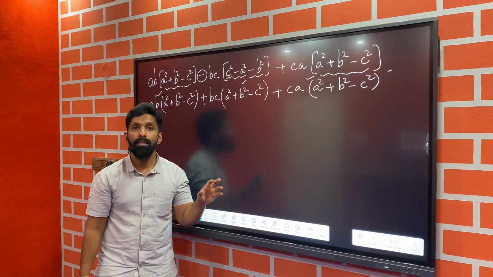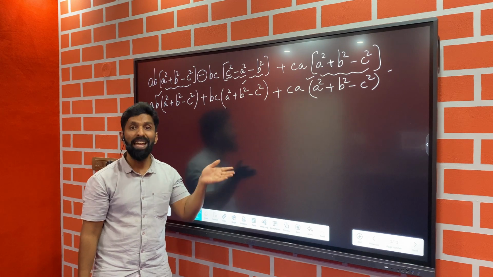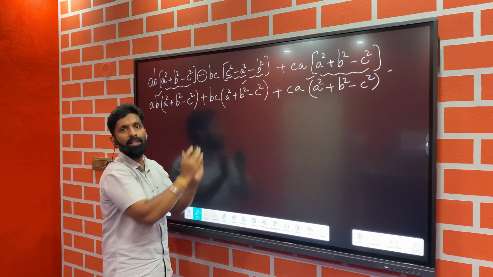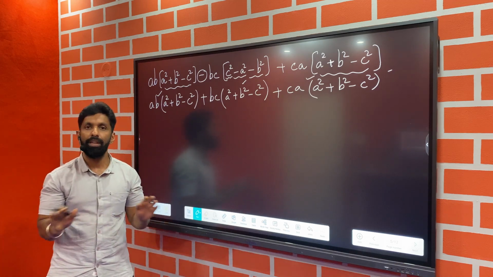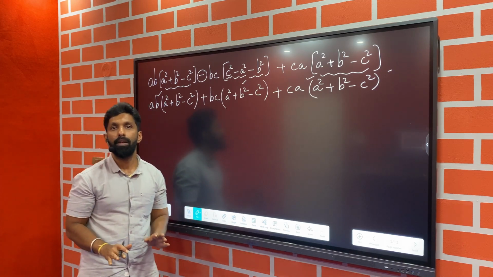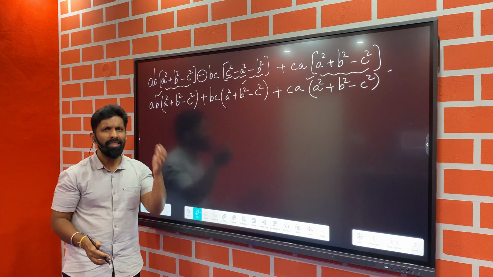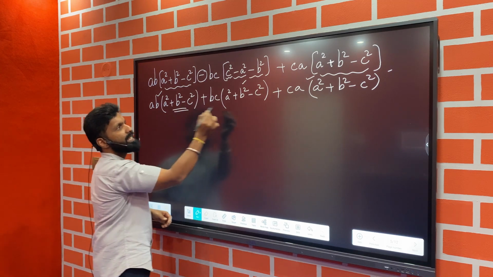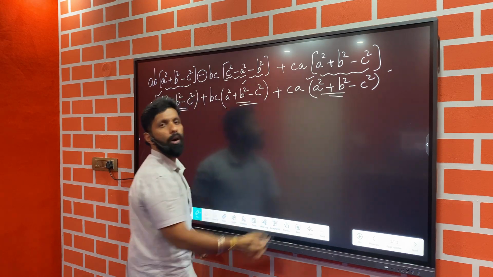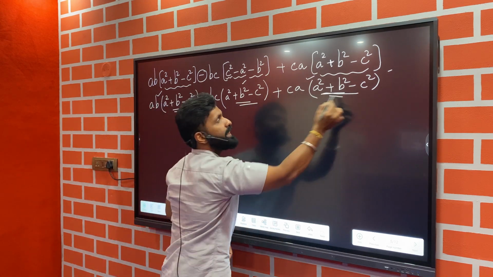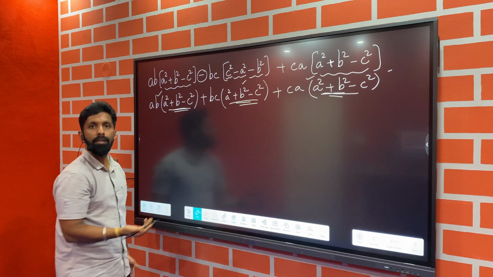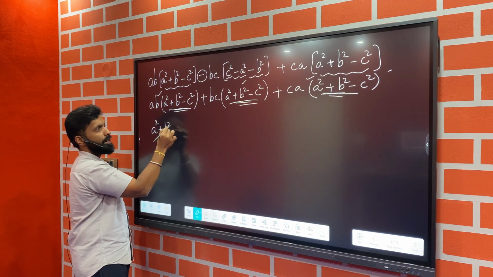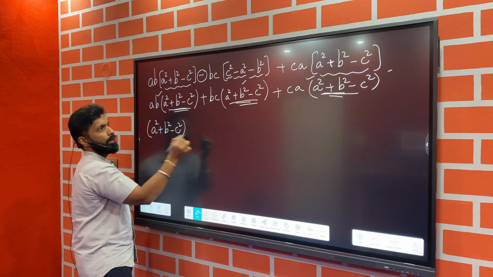I've just changed the way it has been written. Okay, so I've just changed the way the question has been written. I have not changed any sign or any term in the question. Please understand. Now, if you think deeply, why have I done these changes? So that I can see this term common throughout. Can I see this entire term common throughout? Yes. So what is common now? A square plus B square minus C square.